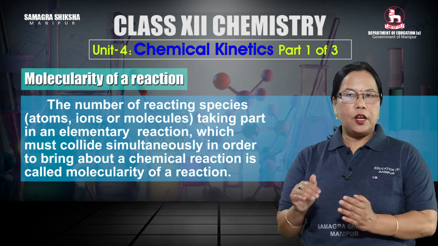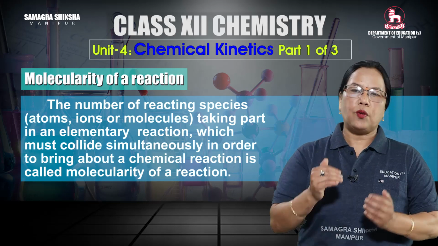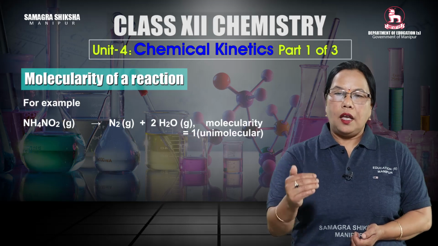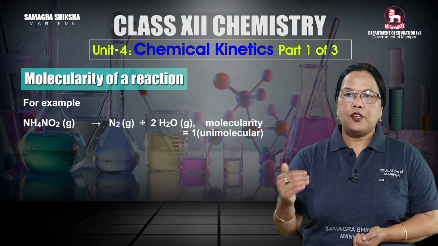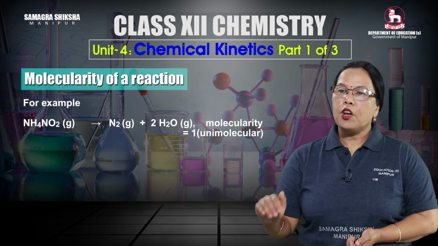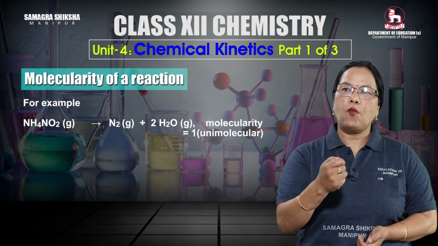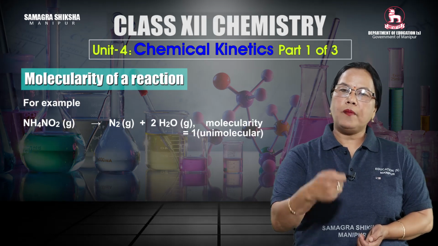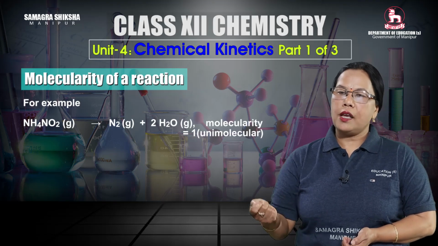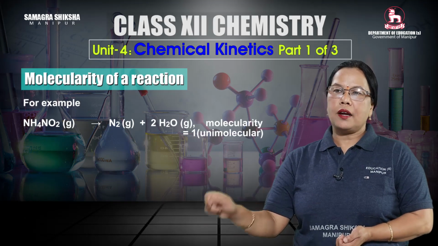Order and molecularity are different. Let's see examples of molecularity. Ammonium nitrite decomposes into nitrogen and water gas. Here the molecularity is 1, because only 1 mole of ammonium nitrite is needed; 1 mole of ammonium nitrite brings about the change and decomposes into nitrogen and water. So molecularity is 1, called a unimolecular reaction.